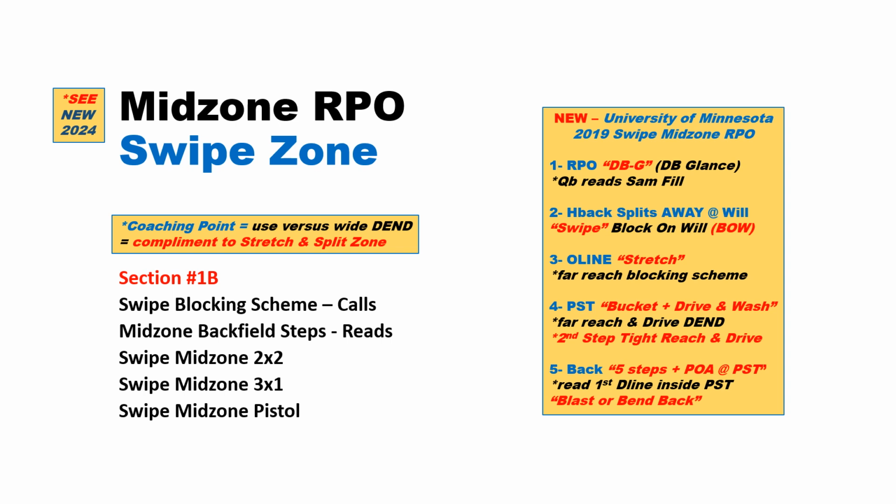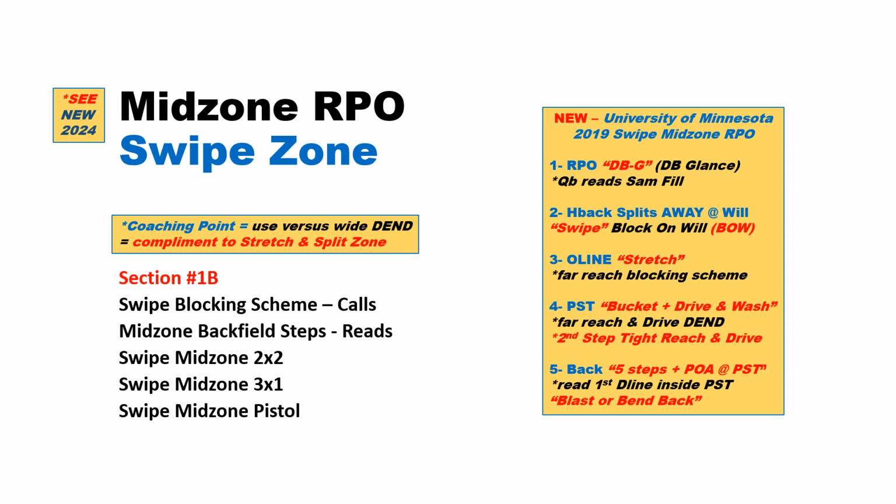Rule number one with the RPO, the route now is going to be what we call a double G, a double glance with a stab bubble, and the quarterback will read the Sam backer. The H-back now splits away at the Will. We call this a swipe block on the Will or a bow block on the Will. The O-line will use its same stretch far reach blocking scheme, except the play side tackle will do a bucket plus drive and wash or a push technique that we'll go over.